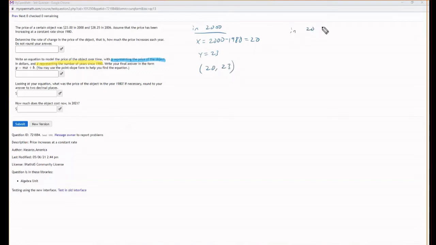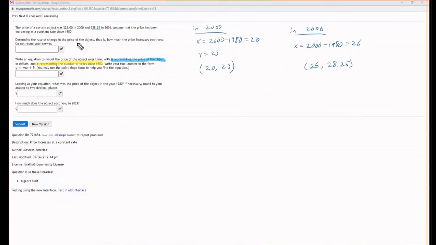Okay. In 2006, same thing. I want to compute the x value. So we subtract, and I get 26. And the price is 28.25, so I have this point 26, 28.25. Okay, so all I'm doing there is I'm taking the information from my paragraph and I'm writing it in whatever mathy terms are appropriate, right? In this case, writing the information as points.